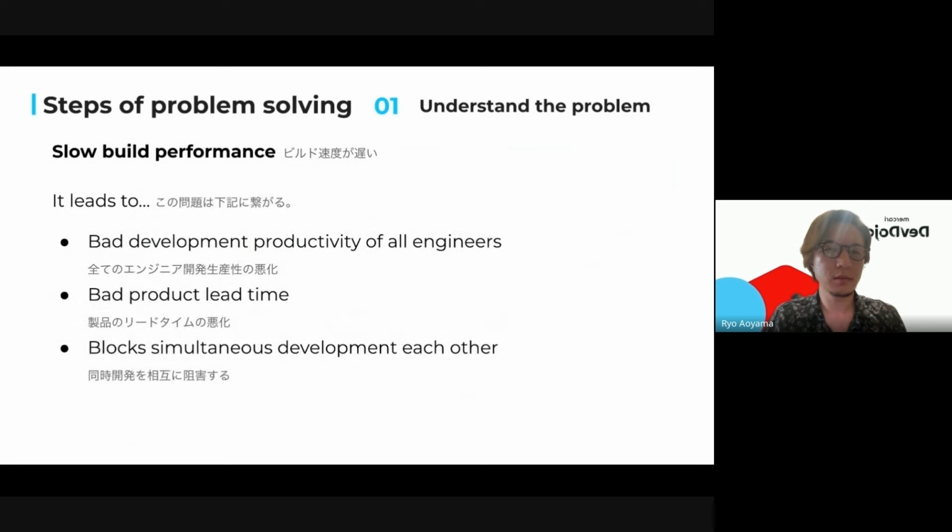And this problem of the slow build speed, to be more specific, will deteriorate the productivity of all engineers, and also it will deteriorate the product lead time as well. And it also blocks multiple people from working simultaneously. So these were all the problems that could be caused. When I say product lead time, it is the time from when we start the development until it is delivered to the end user.